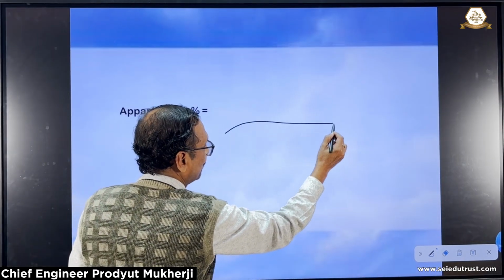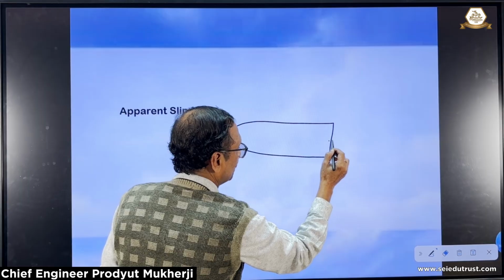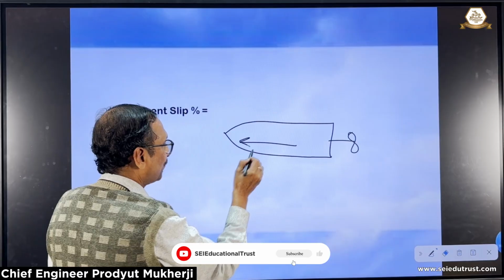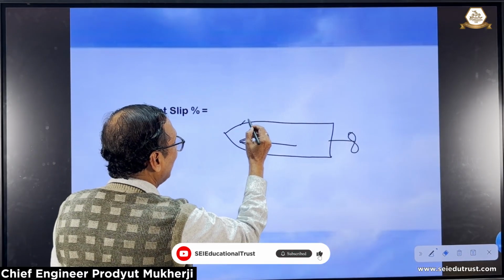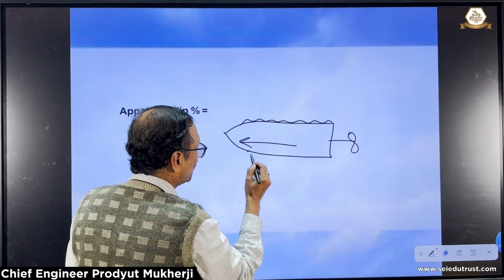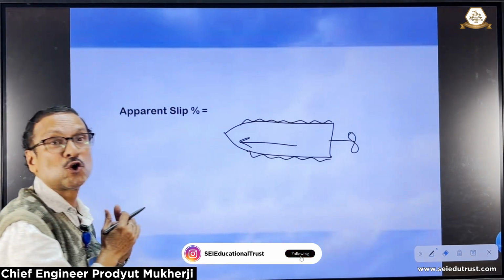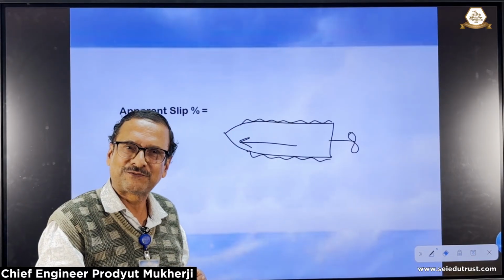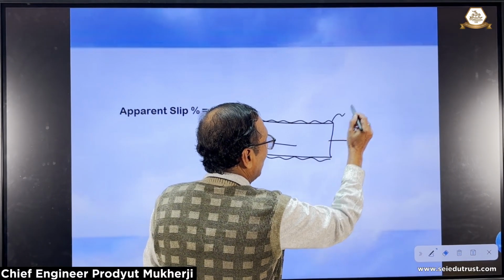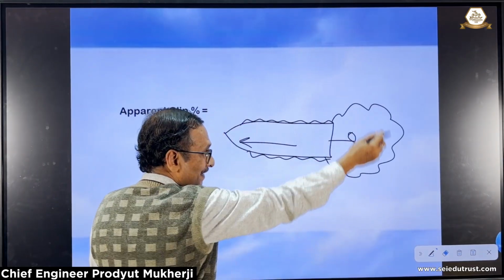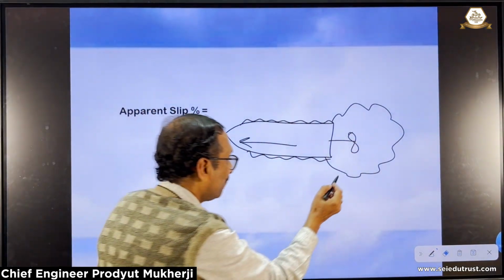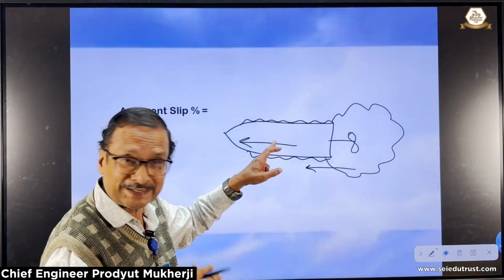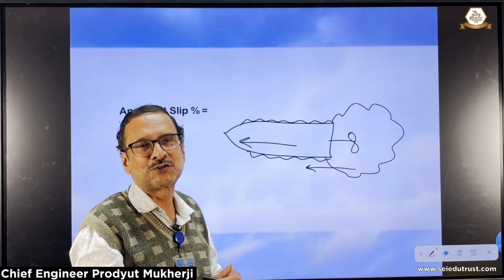Let us say this is a ship. This is the propeller. Now when the ship moves forward, there is a layer of water which moves along with it slowly, not at the same speed of the ship. That's because of the viscous drag of the water. And this is the water body around the propeller, which also moves slowly along with the vessel, not at the speed of the ship, at a much lower speed.